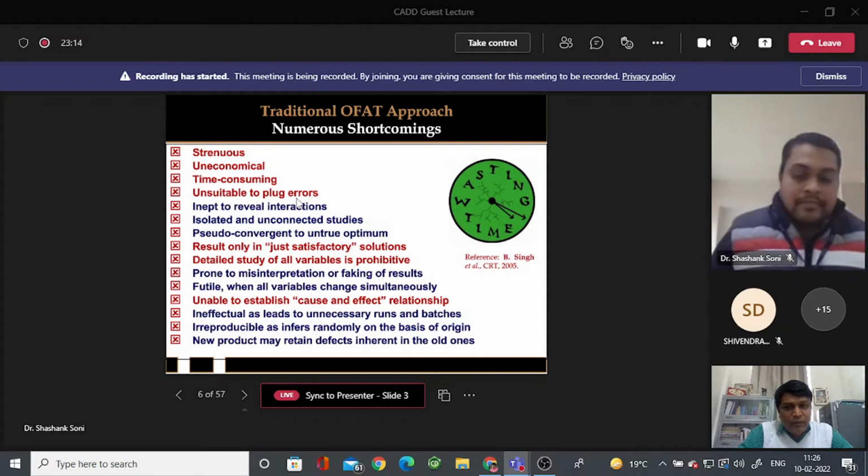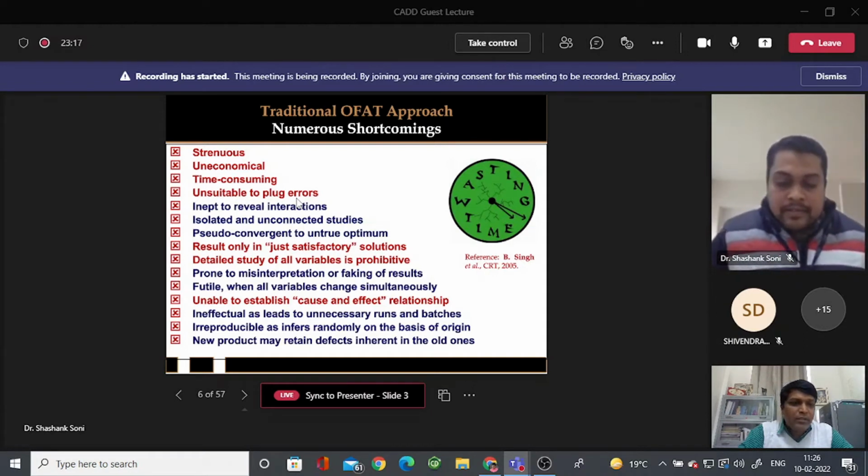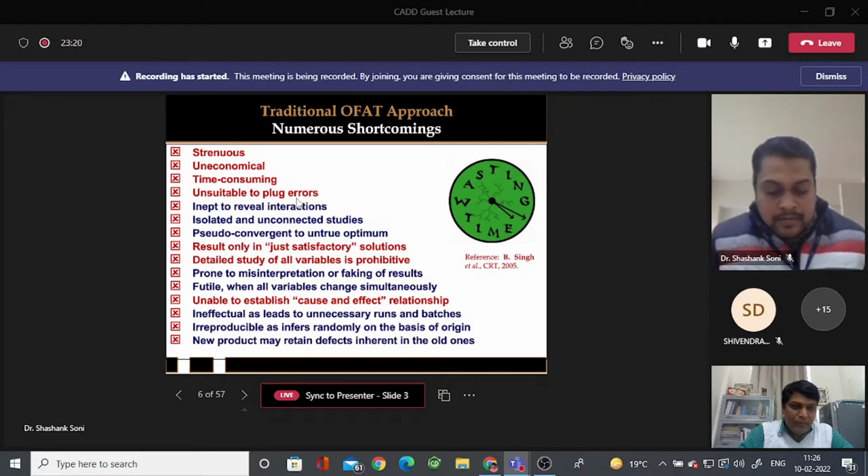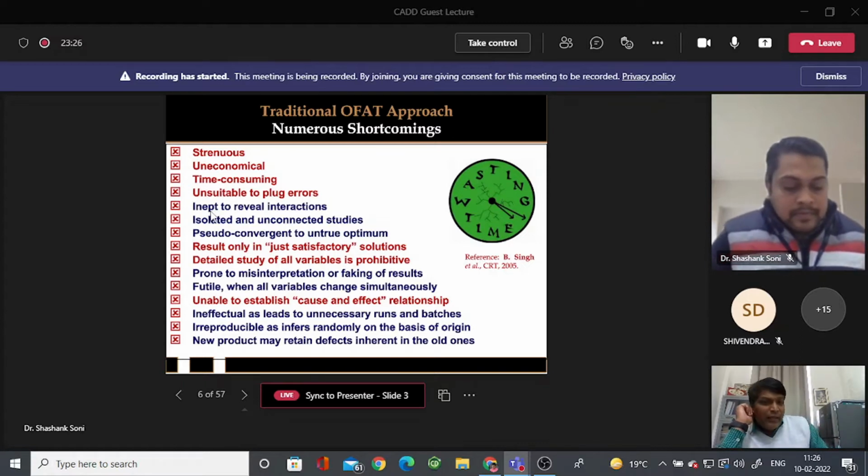Everything will change because you don't have a proper understanding of the process and various parameters. It is unsuitable to plug the errors. It is inappropriate to reveal the interactions. It doesn't tell you about the interactions which are available within the various excipients. These are isolated and unconnected studies because you are changing one variable at a time, then you are making it constant. At the next moment, you are changing the other variable, and then you are making it constant. Then you are going to the third variable, then you are making the so called optimum. But this optimum is not the true optimum.